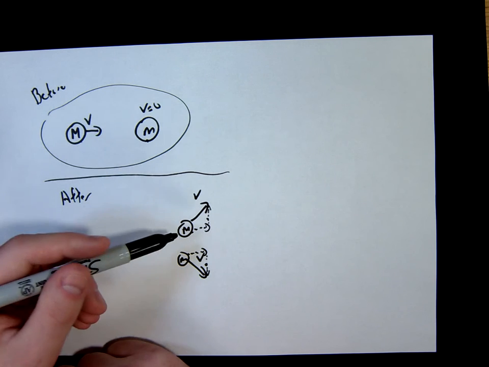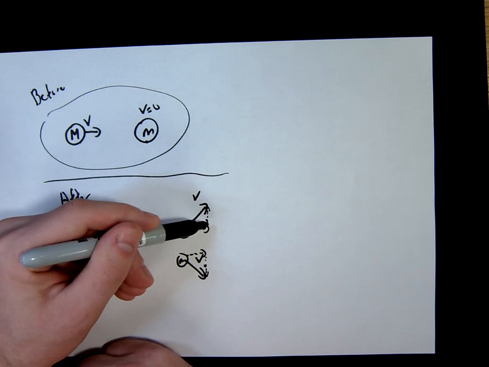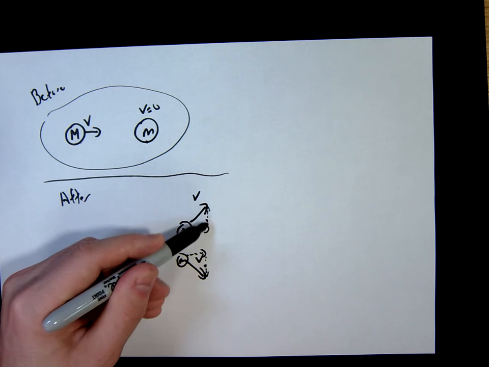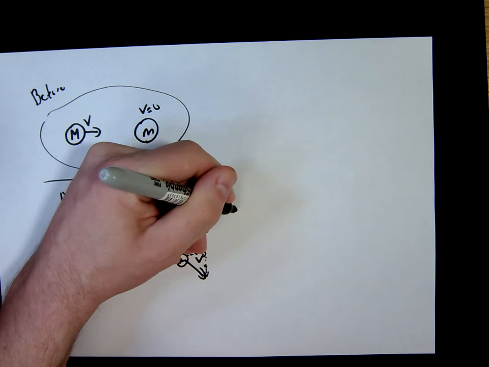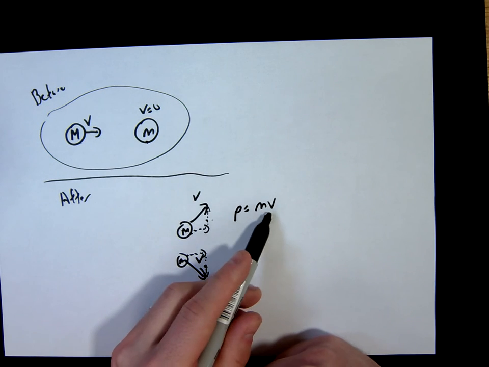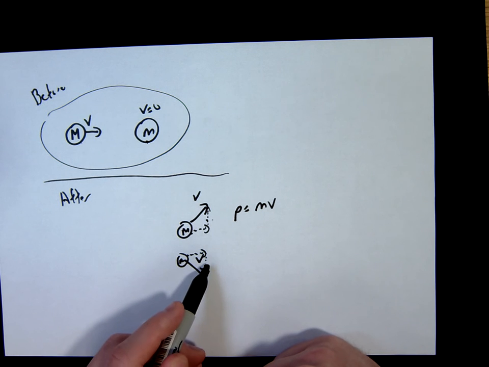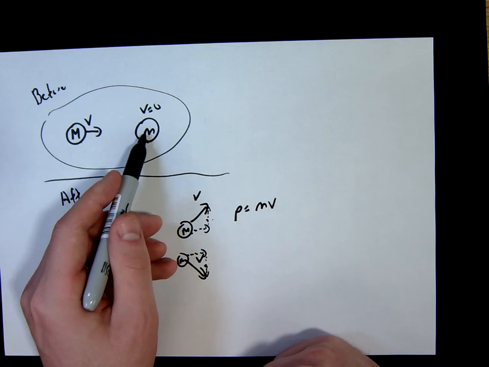Now understand, when I say momentum, just to reiterate, it doesn't mean that the upward component of speed will be the same as this speed. It means that the product of the mass times its speed will be equal to the mass times its speed here for vertical. It has to be in this scenario because it's 0.